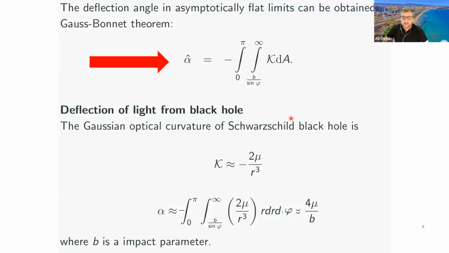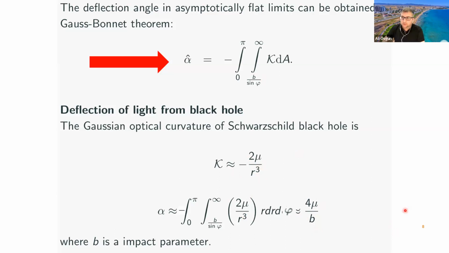So here you can see that the deflection angle is calculated by integrating the Gaussian curvature in the domain outward from the light ray, as opposed to the usual treatment. For example, if you look at the optical curvature of the Schwarzschild black hole, approximately it is equal to -2m/r². So when you put it in the integral, you can directly calculate the weak deflection angle as 4m/b. So this is a very powerful and simple method.